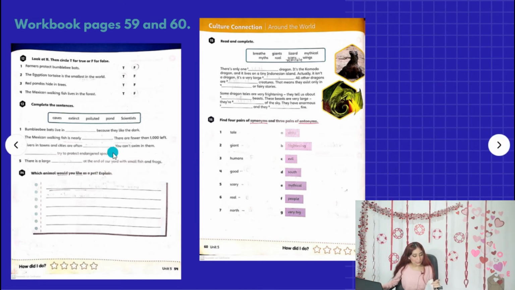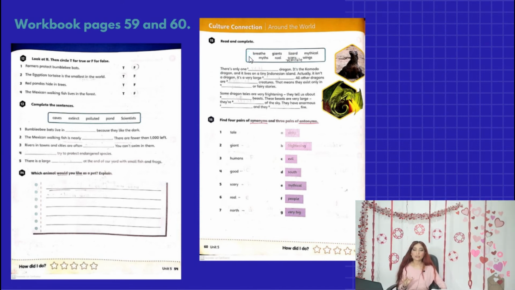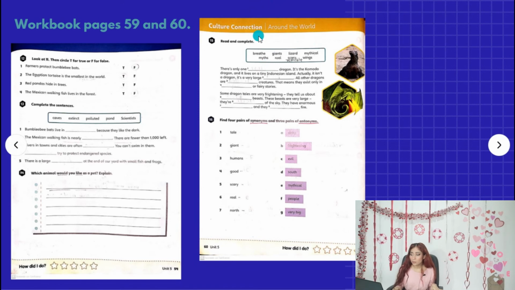We can go to activity 16 on page 15. Read and complete. And then you have a box in here. Breathe, giant, lizard, mythical, myths, real, scary, and wings. You're going to read this text and you are going to fill in the blanks by choosing words in the box. Okay, remember to pay attention to it. If you don't know or if you don't remember the meaning of any of these words, remember to use a translator or your dictionary. That is the best option.